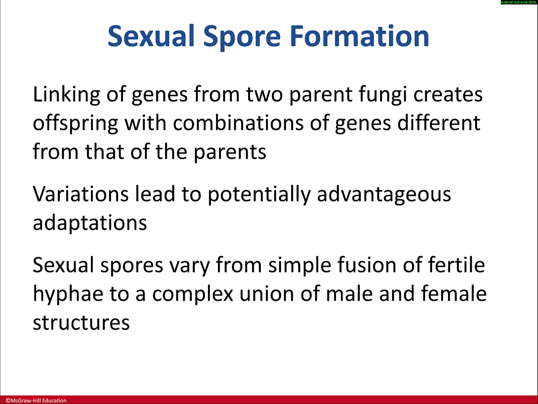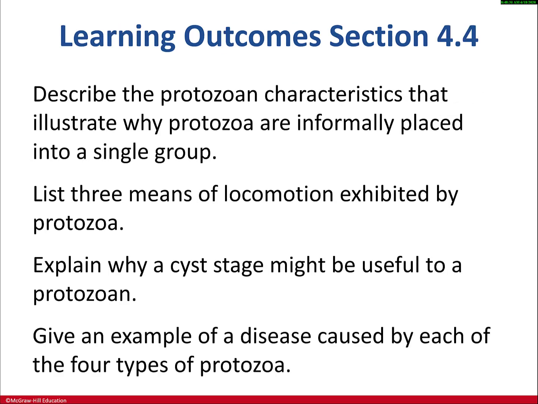Linking of genes from two parent fungi creates offspring with a combination of genes different from that of the parents. Variations are the way it can adapt to the environment. Sexual spores vary from simple fusion of fertile hyphae to complex union of male and female, and boy, I can tell you that some of those cycles are pretty complicated. All right, now we're going to move into protozoans.